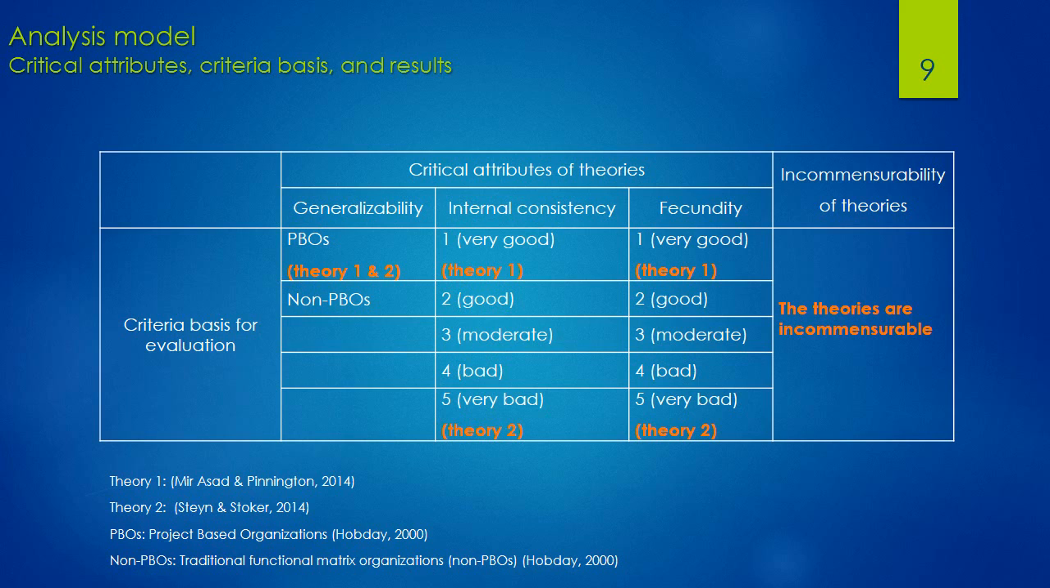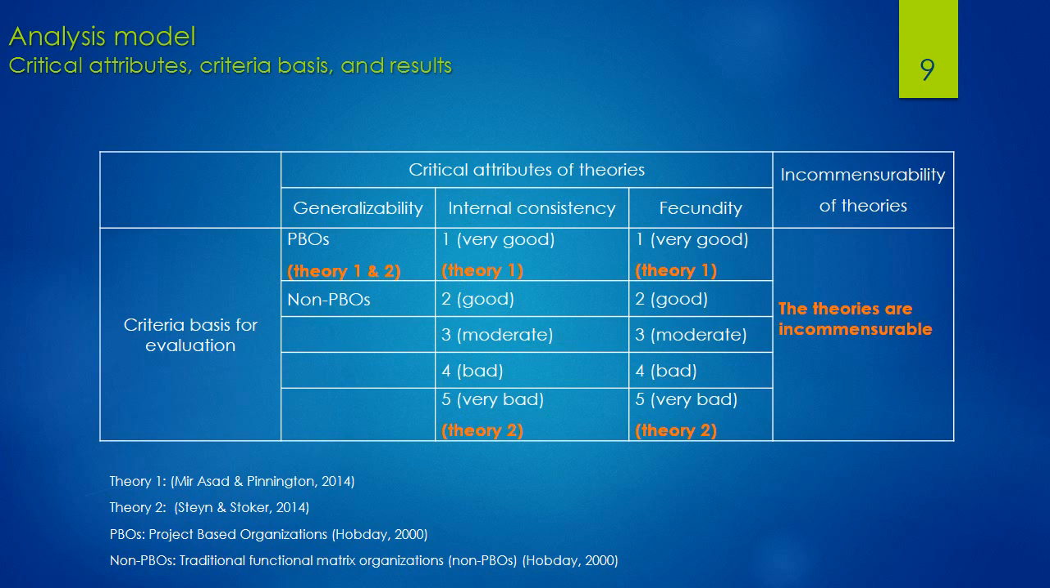And this slide depicts analysis model including the critical attributes, criteria basis, and results. The results are specified using orange font. In terms of generalizability, the theories are classified in PBOs and non-PBOs. PBOs are project-based organizations and non-PBOs are traditional functional matrix organizations. Analyzers classify both of the theories in PBOs class.